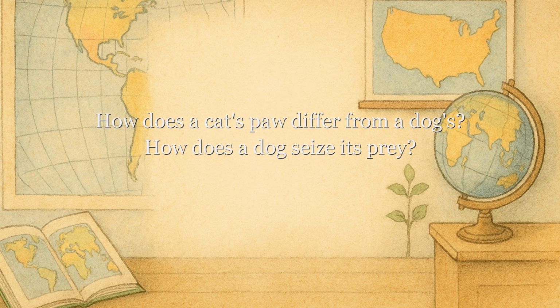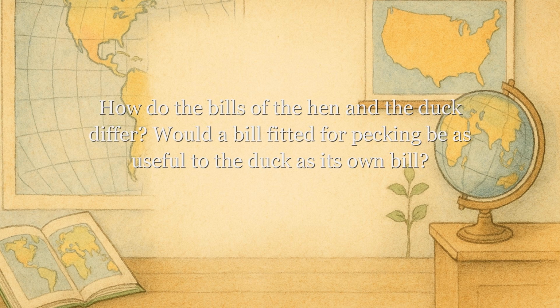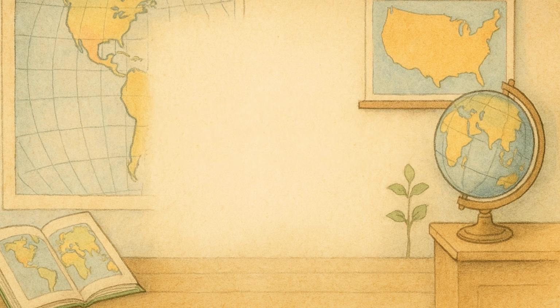How does a dog seize its prey? Compare a duck's bill with an owl's. What use does the duck make of its broad, flat bill? The owl of its sharp, hooked bill? How do the bills of the hen and the duck differ? Would a bill fitted for pecking be as useful to the duck as its own bill?